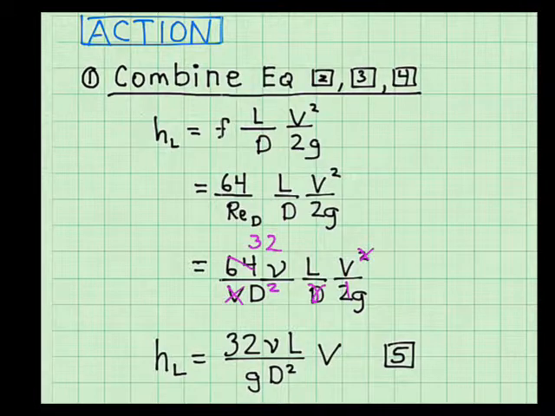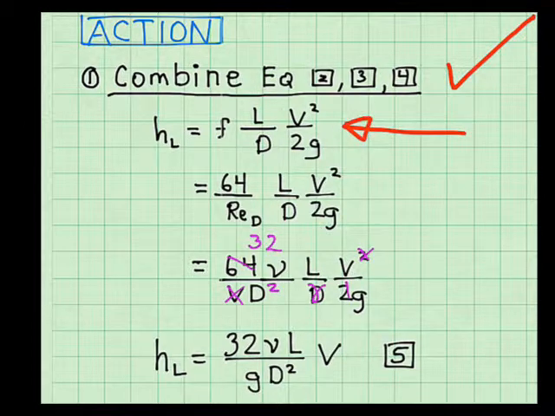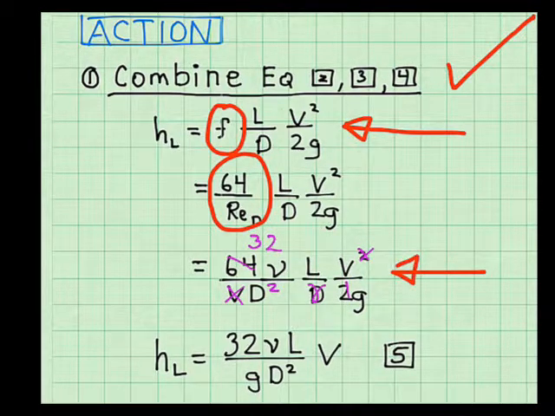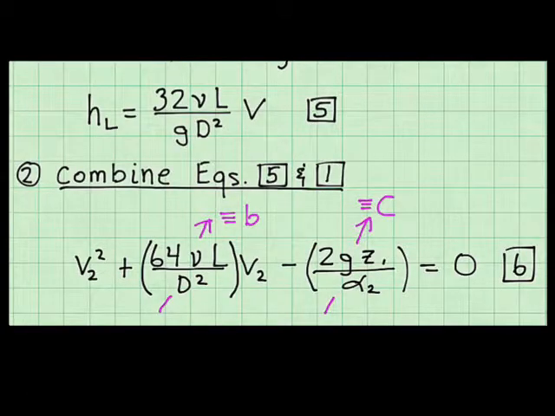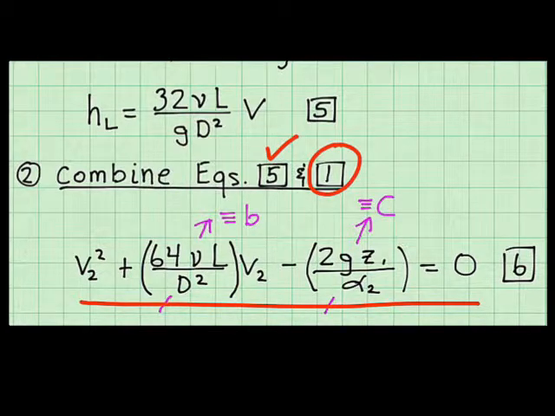So I started by combining equations 2, 3, and 4. So here's the Darcy-Weisbach equation, and then I put in the correlation for the friction factor right there, did some algebra, and I derived a new equation for the head loss in terms of problem parameters. So this becomes equation 5. So next, I put equation 5 into the energy equation, which is equation 1, and I rearranged terms, and it came out like this. So this becomes equation 6.